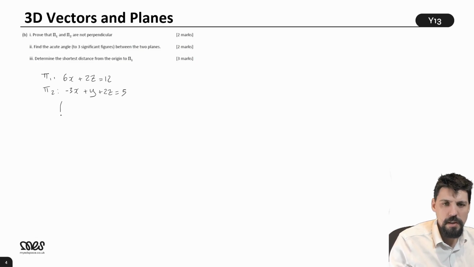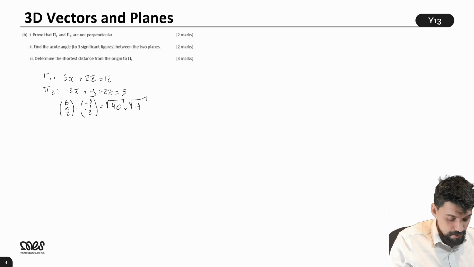So what we're going to do is use that same identity as before: 6, 0, 2 dotted with minus 3, 1, 2 is equal to the length of this bad boy. Length of a vector is just Pythagoras. Length of this vector, which I think is 14: minus 3 squared, 9, 1 squared, 1, so 10, plus 2 squared. That does look about right.